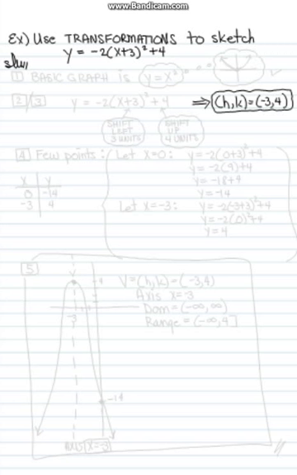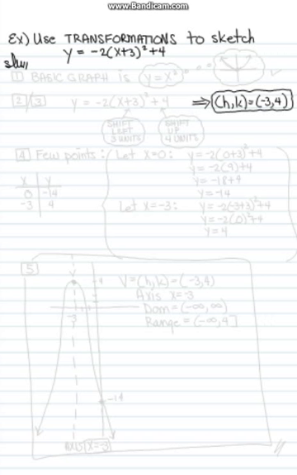Let's use transformation to sketch y equals -2(x + 3)² + 4. It's already written in standard form, but this is another way. Using transformations is another way than we've seen before for graphing these quadratic second-degree functions. Let's follow the steps that we discussed in the outline.